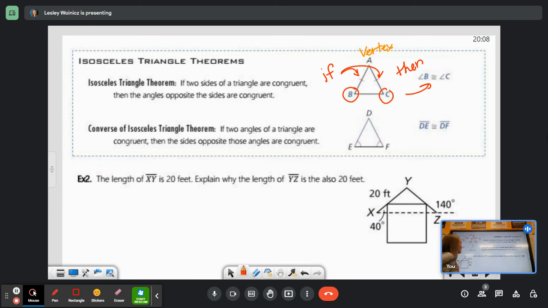All right, so now we also have the converse. The converse is just going backwards. This happens to be true backwards and forwards. So if we know that two angles of a triangle are congruent, those are these base angles, then we also know that their opposite sides are congruent. Opposite F would be this side, and opposite E would be this side. So if we have the angles, then we know the sides are congruent. If we have the congruent sides, then we know that those base angles are congruent.